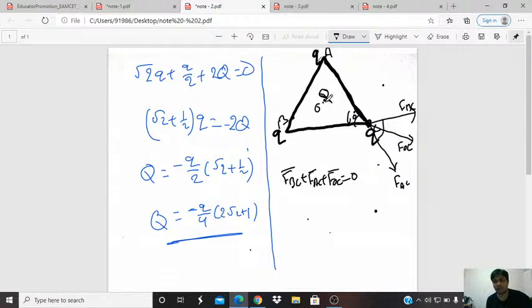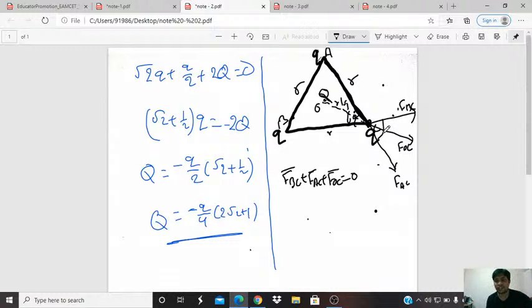See, from centroid to this, what is the distance? R by root 3. Let it is R. So it will be, the distance is what? R by root 3. So K into QQ by R by root 3 whole square. And see, these two resultant will be what? Root 3F. These two resultant is root 3F.